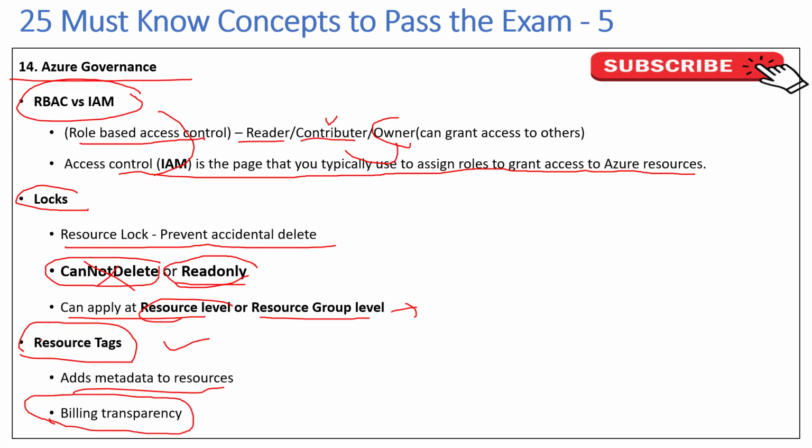So you want to know, okay, how much cost is being incurred by credit card business unit or by retail business unit. So it gives you billing transparency. So you need to remember this.